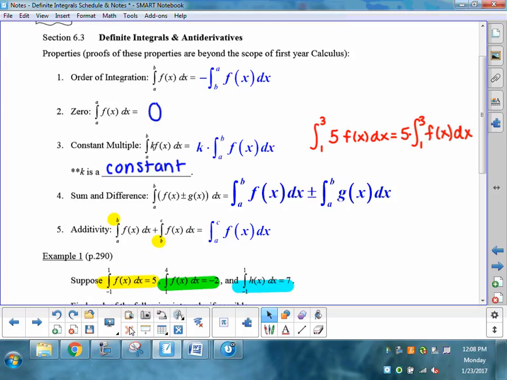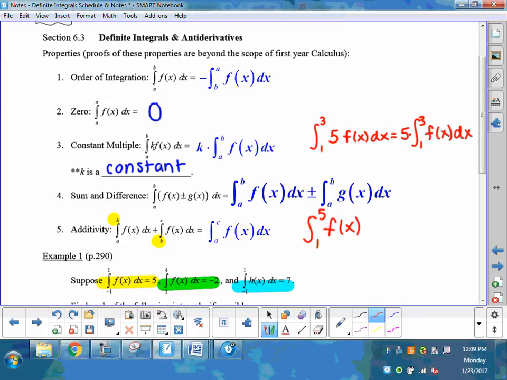Like if I wanted to, I could go through and say, all right, here's the integral, let's say from 1 to 5 of f of x dx. Who can tell me a way that I could break this up into 2 smaller integrals? What's one way? There's more than one. Leah, what do you say? The integral from 1 to 3 of f of x dx plus the integral from 3 to 5 of f of x dx.